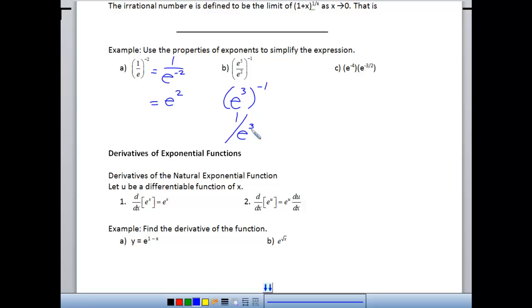And then in c, we've got e to the negative 4 times e to the negative 3/2. Because I'm multiplying and my bases are the same, I can add the exponents. Negative 4 plus negative three halves.